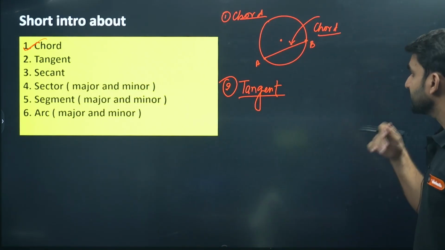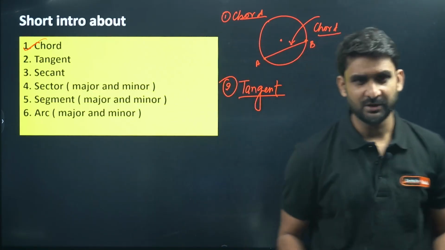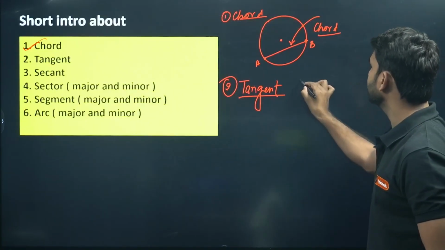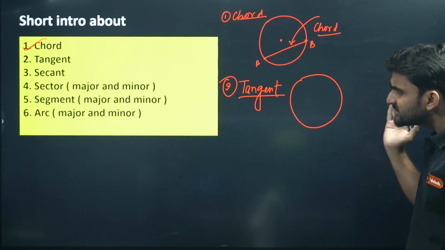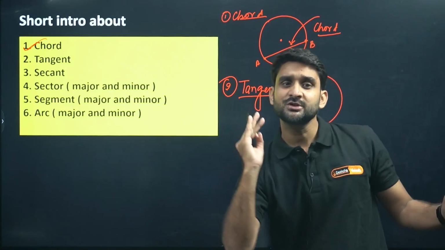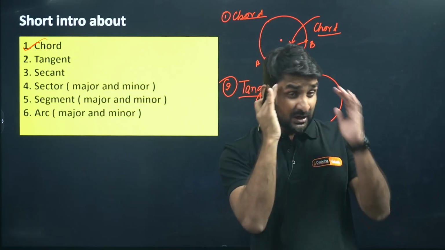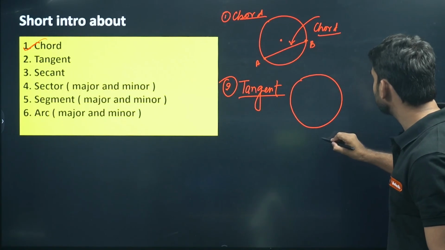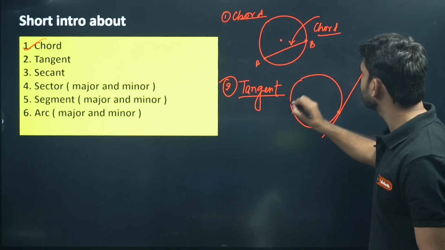Okay, so tangent. What is called tangent? You might be knowing a bit about tangent. So the tangent is the line which just touches the circle from outside. Not joining. Just touches the circle. Keep it in mind, I'm using the word touch. So the line which just touches the circle, like this, like this. This will be a tangent.